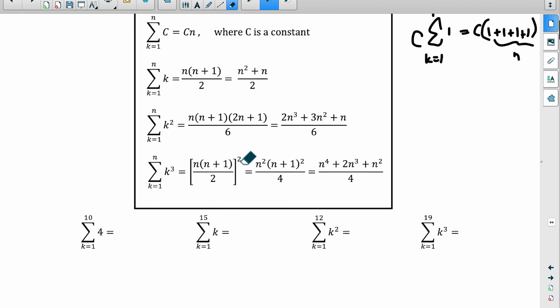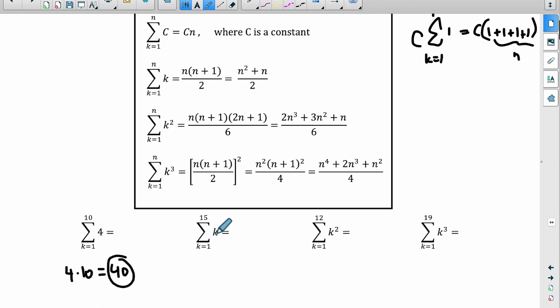Alright, so let's take a look. You can see I have one of each type. The first one is just a constant. I'm going from 1 to 10, and I just have a constant here. So what does it equal? Well, according to this first one up here, what it equals is the constant, which is 4, times n, the number on top, which is 10, so it's 4 times 10, or 40. So that one's not bad.